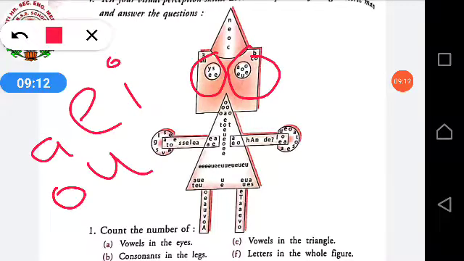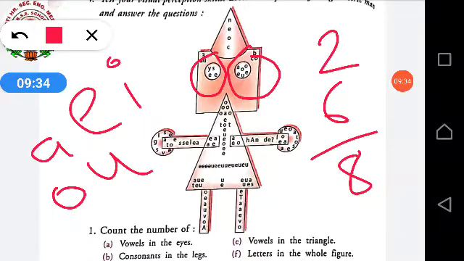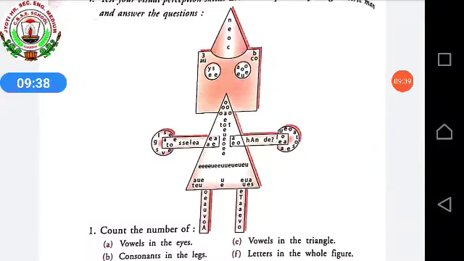So in the first eye, how many vowels are there? 2. In the second, A, O, E. So in the first eye, 2 E's are there. So how many vowels in the first eye? 2. And in the second one, A, E, double O, E, U. So how many? 1, 2, 3, 4, 5, 6. So 6 plus 2, 8. Understood? So how many vowels are there in the eyes? There are 8 vowels in the eyes.